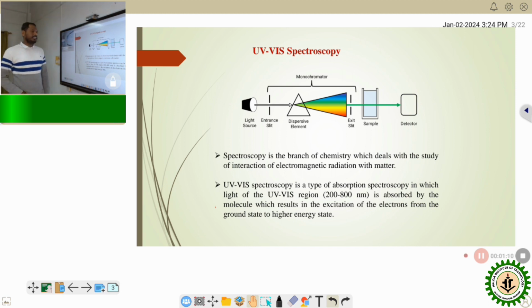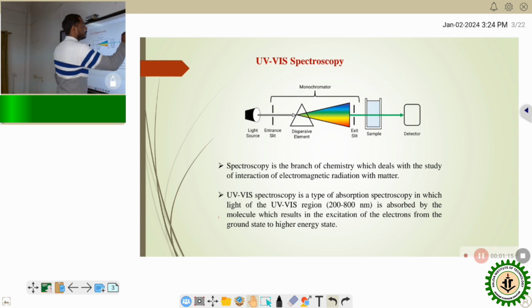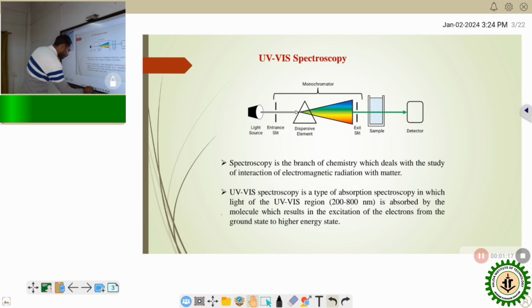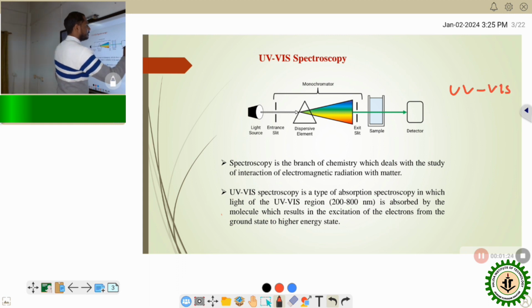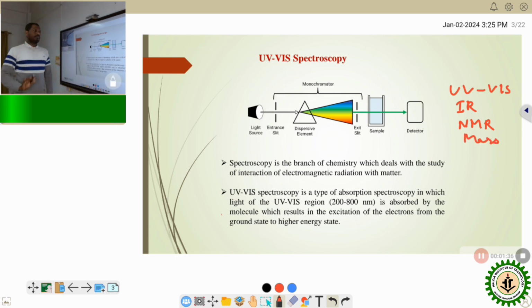In your syllabus there are several spectroscopy techniques. One is UV visible spectroscopy. Another is IR spectroscopy. Another is NMR spectroscopy. And another is mass spectroscopy. So there are four types of spectroscopy techniques. Today I discuss UV visible spectroscopy. Okay, now what is UV visible spectroscopy?